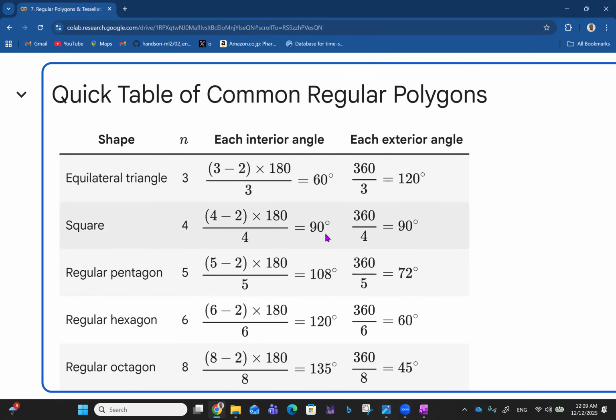So in the case of a square, each exterior angle is equal to each interior angle. So we have 90 degrees. 360 over 4 is also 90 degrees.